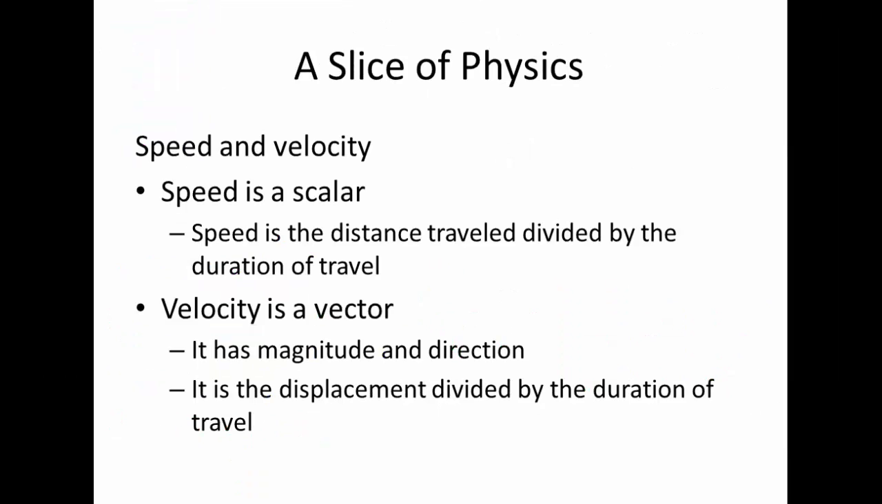So this slice of physics should have given you a good understanding of speed and velocity. You now know that speed is a scalar, and it's the distance traveled divided by the duration of travel. Velocity, on the other hand, is a vector, so it has magnitude and direction, and it's related to displacement. So it's the displacement of travel divided by the time duration.